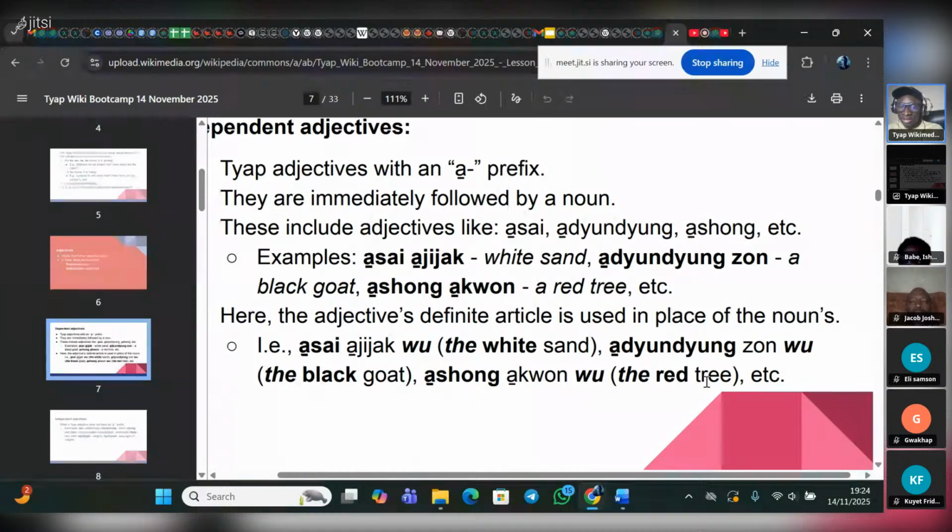We are having Oshom Okonu instead of Oshom Okonka because Okon has the ka definite article, but Oshom is carrying the who definite article. But as it is said in this very line, you will always use the definite article of the adjective rather than that of the noun wherever you have these independent adjectives in here, wherever you find them.